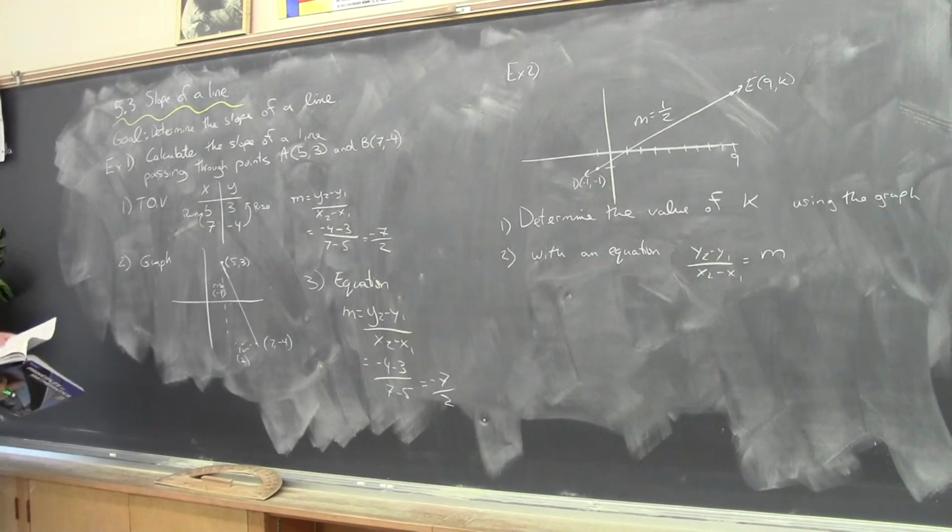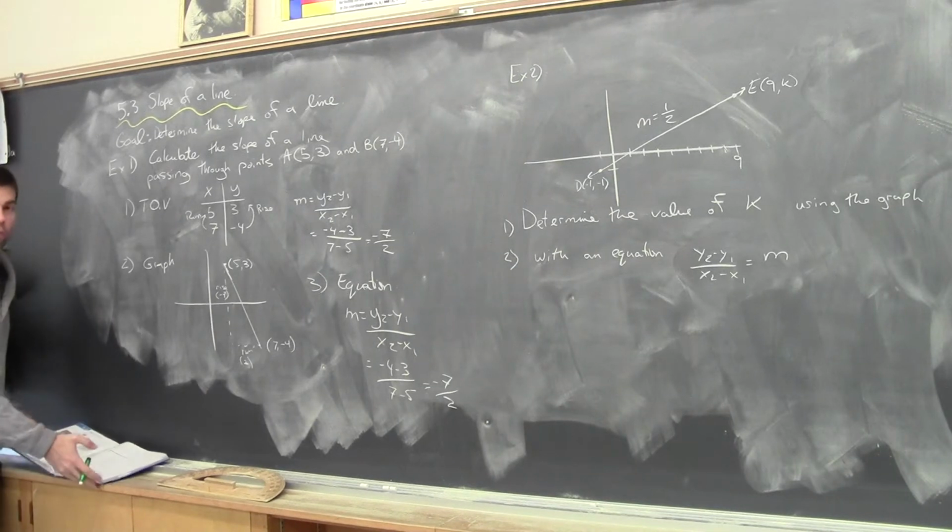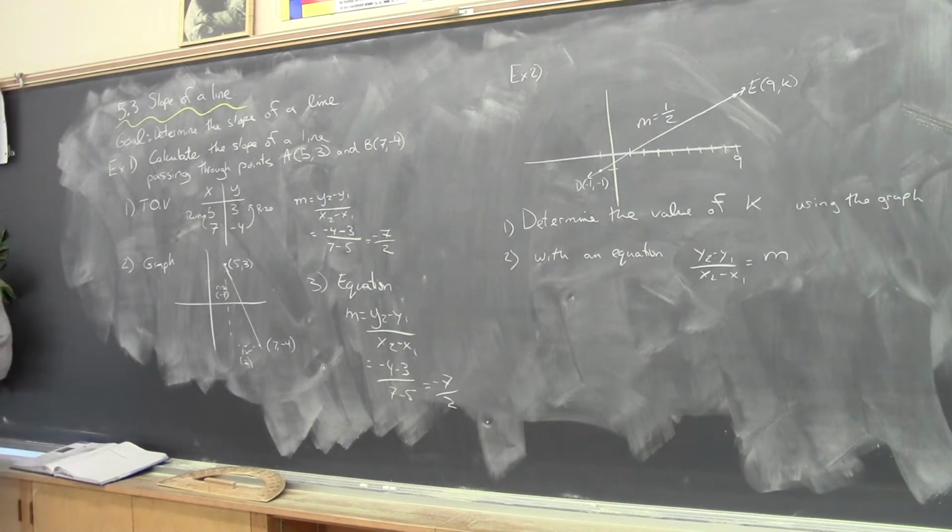Hi, this is 5.3 in your textbooks. Once again, we are talking about slope, a very important concept in grade 9. Hopefully, today will again be much of a review for most of you. The goal is to determine the slope of a line. We've done this several times now.